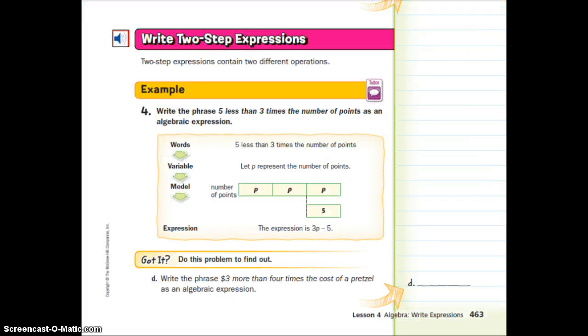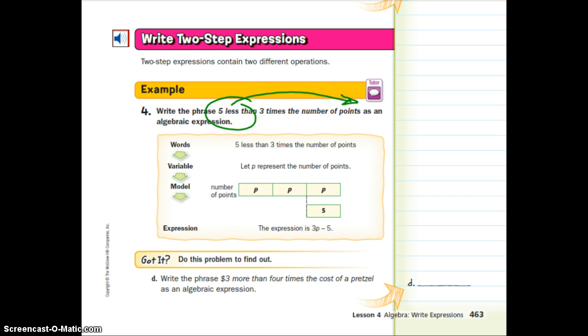Now we're going to write two-step equations. So let's read the example, write the phrase 5 less than. I'm going to already go ahead and put that like that so I know it goes behind. 3 times the number of points as an algebraic expression.